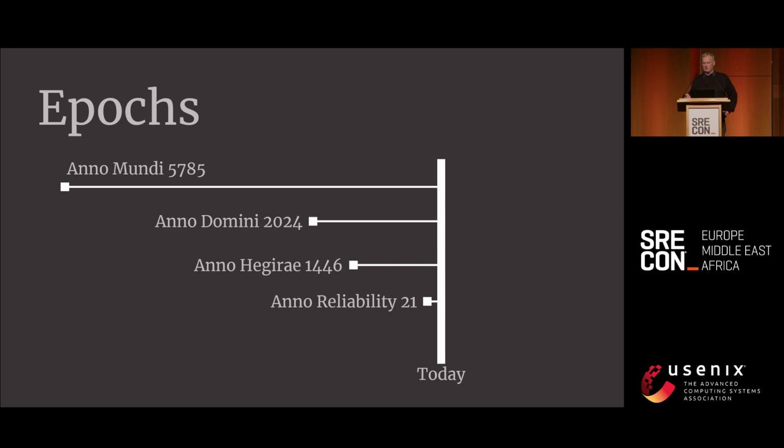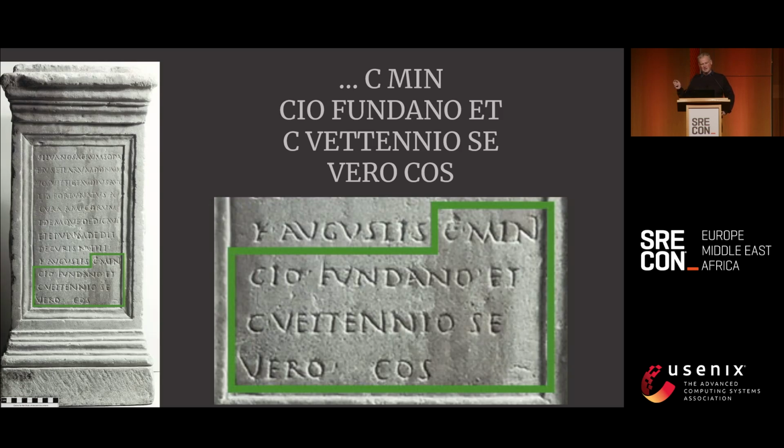My favorite, though, are the apocalyptic epochs, counting down towards the end of the earth. This Roman altar to the god Silvanus dates from the year when Fundano and Severo were consuls. Two problems with this naming scheme. We need a list of Roman consuls, and look how much space it takes up. That's just the year.